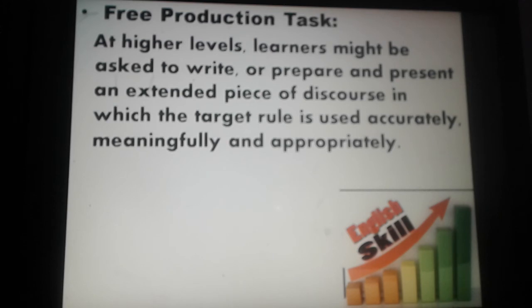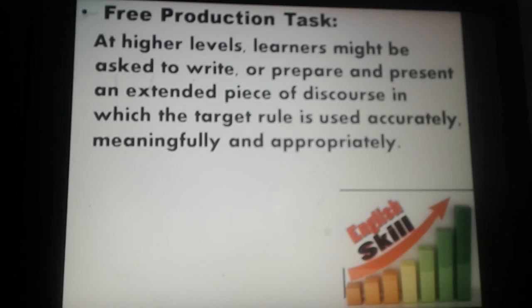These tasks, students have mastered their things well at a higher level. Learners might be asked to write, maybe they are given the opportunity to write their sentences, a paragraph using this new rule etc.